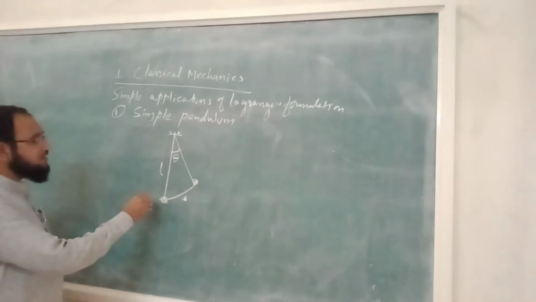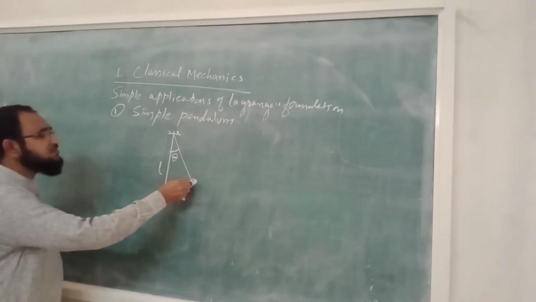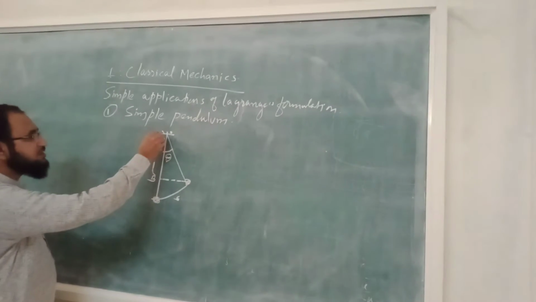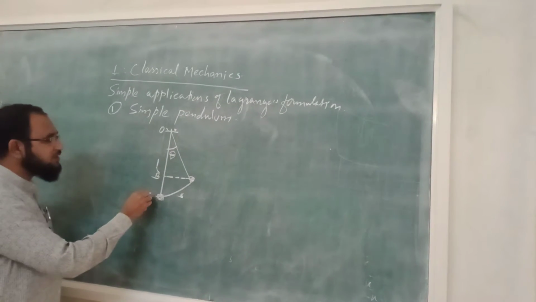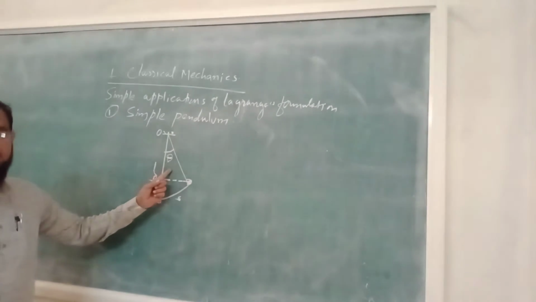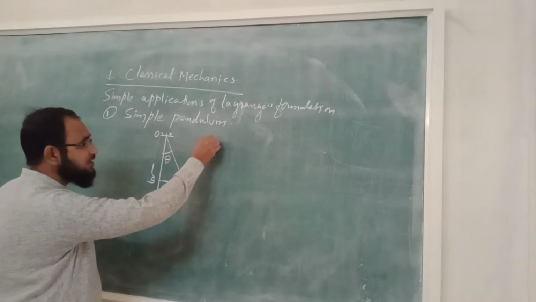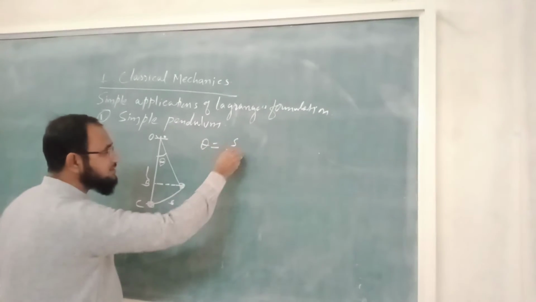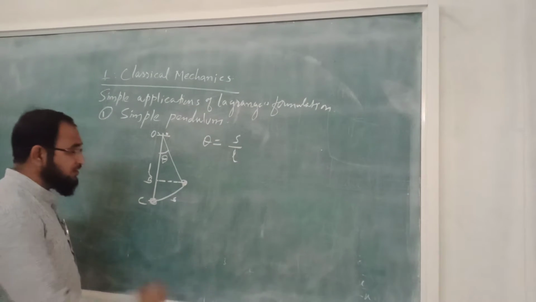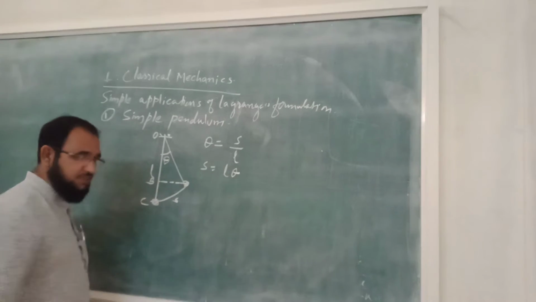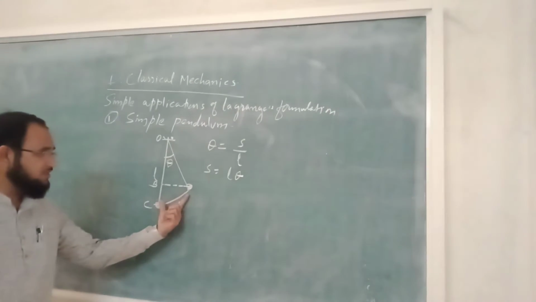Then I will draw one perpendicular as B. This point is O, and this point is C. So I will find the value of theta: the angle is equal to arc upon radius, S upon L. Therefore S is equal to L into theta. S is a distance.